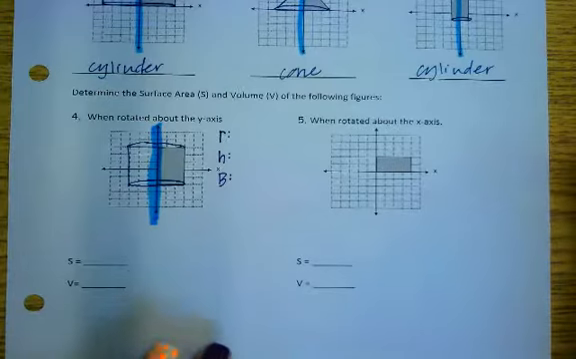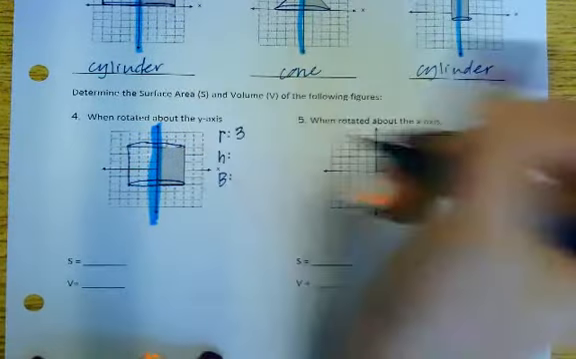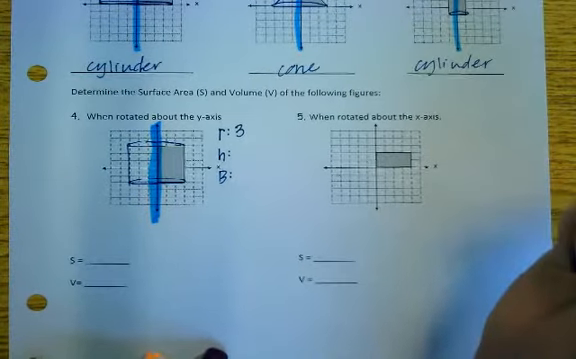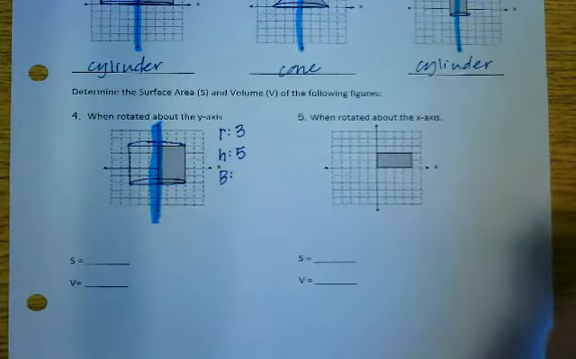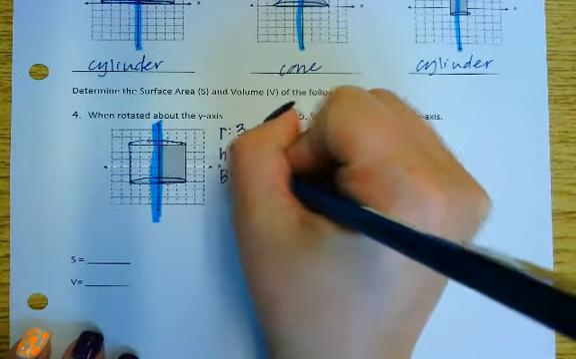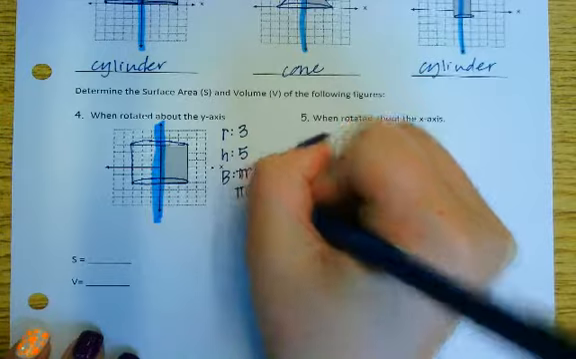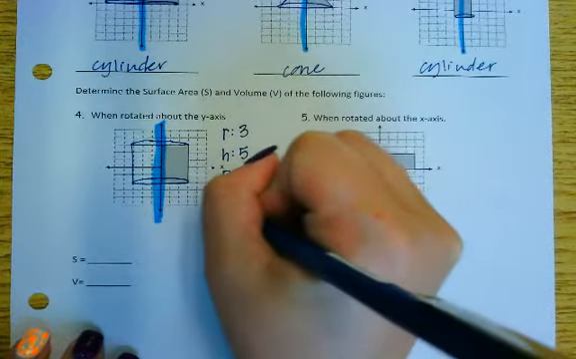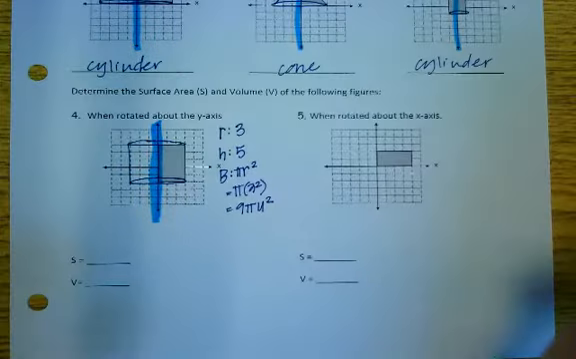Okay, what is my radius? 3. What is my height? 5. How do I find the area of my base? Ashlyn, put it away. So you have pi 3 squared. So what is the area of my base? 9 pi units squared. Alright.